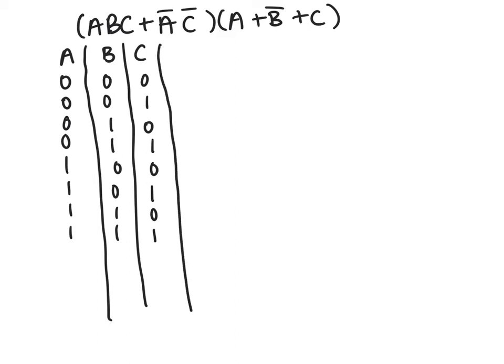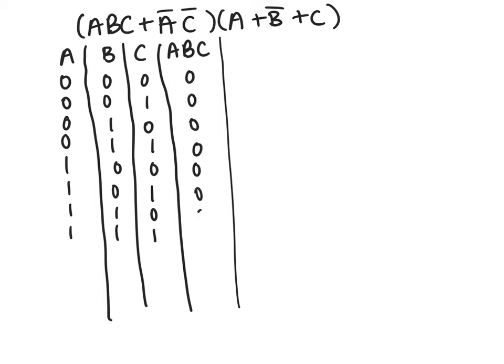So the first thing to do is your first term. So that's A and B and C. And now we're going to look for when A is true, B is true, and C is true all at the same time. So we can see that this is false, false, false, and the only place that they're all true is down at the bottom, so we're going to put a 1 there.